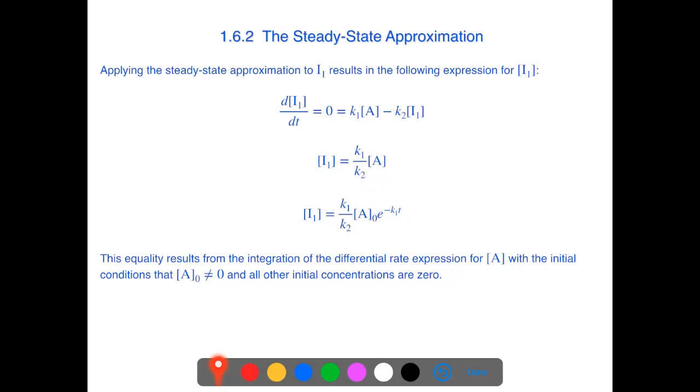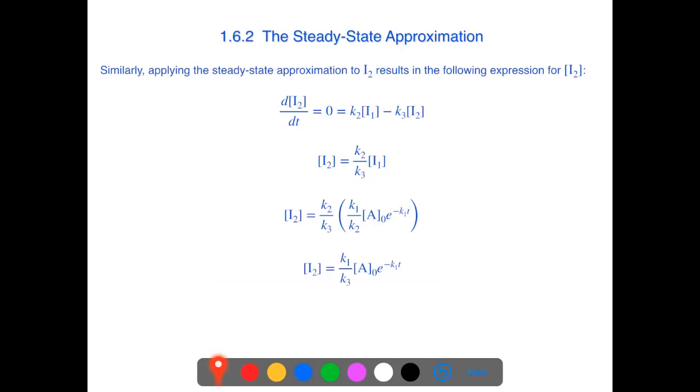And so the net result is that this equality results from the integration of the differential rate expression for A, as we've seen previously, where we have those initial conditions that the concentration of A initially cannot be equal to 0, and that all the other initial concentrations, that is I1, I2, and the product, are equal to 0. So nonetheless, what we've done by implementing the steady state approximation is we've been able to solve for the concentration of I1.